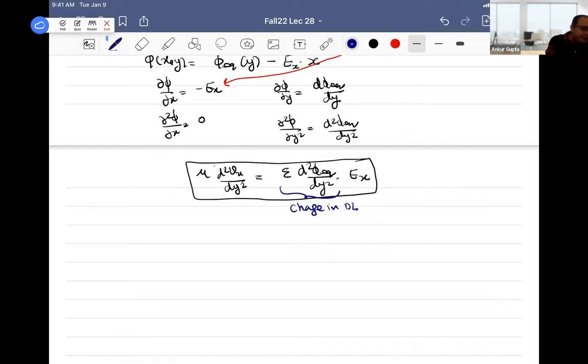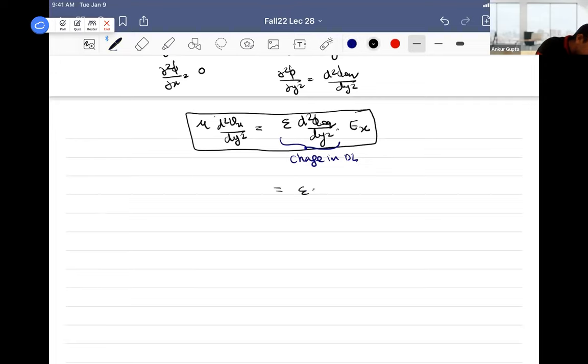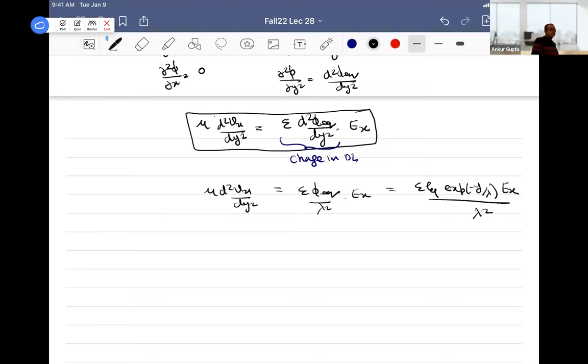And we can simplify this further by writing this as epsilon phi equilibrium by lambda square Ex equals mu del square Vx by del y square, and we know what phi equilibrium is. We know this is epsilon zeta exponential minus y by lambda, Ex by lambda square. And you can integrate this out to find the results. We know that Vx as y goes to 0 is 0, and Vx at infinity is ue naught.